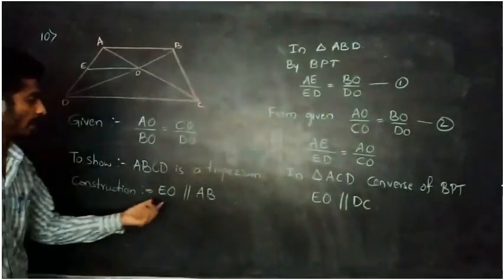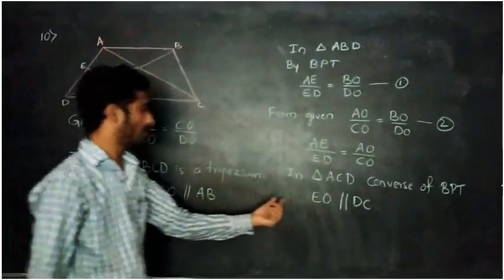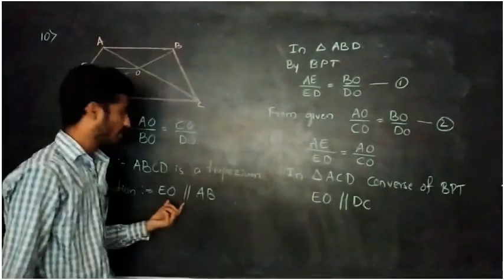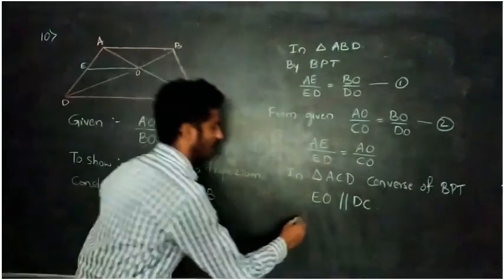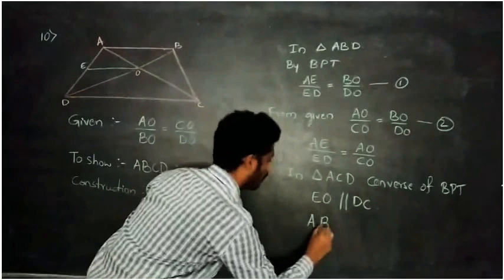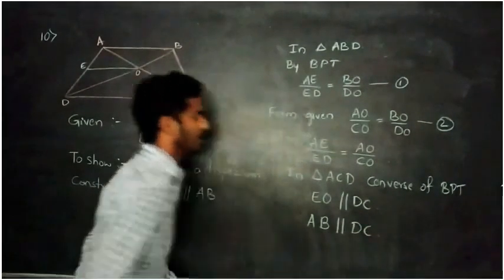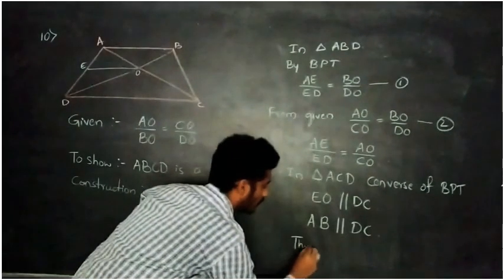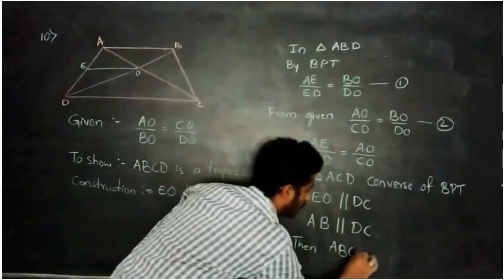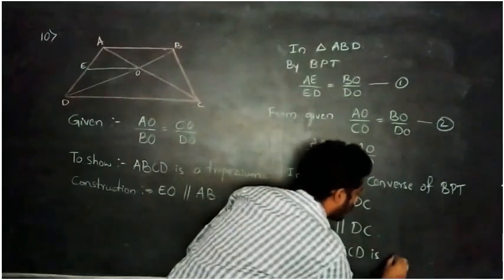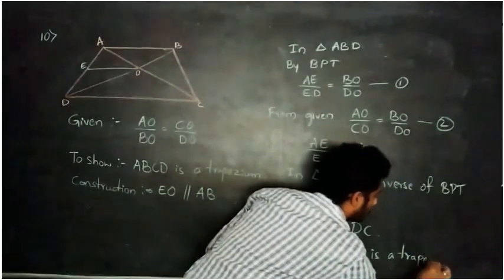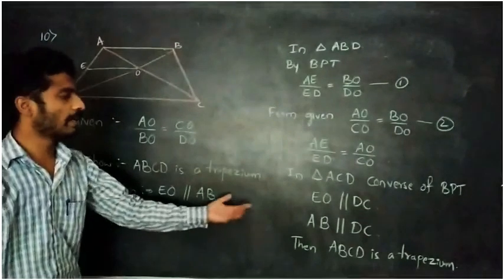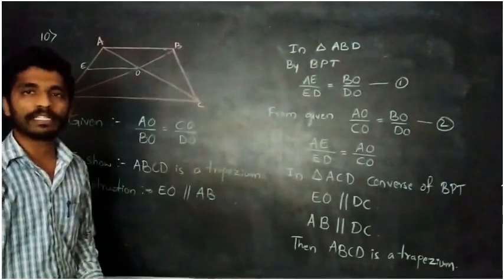But by construction, what did we get? EO is parallel to AB, but by the proof we get EO parallel to DC. So from the construction and this point, we get AB parallel to DC. If AB is parallel to DC, then ABCD is a trapezium, because at least two opposite sides are parallel. Therefore ABCD is a trapezium.